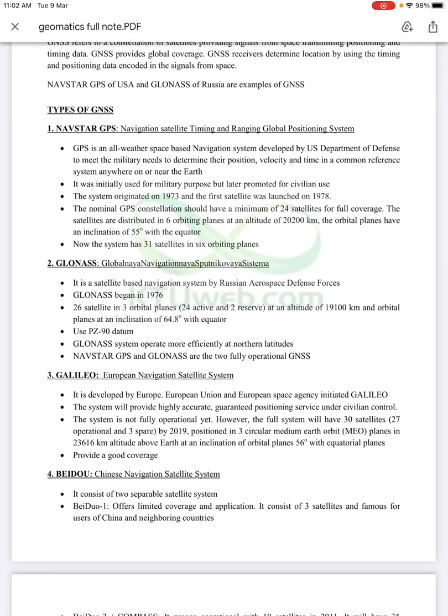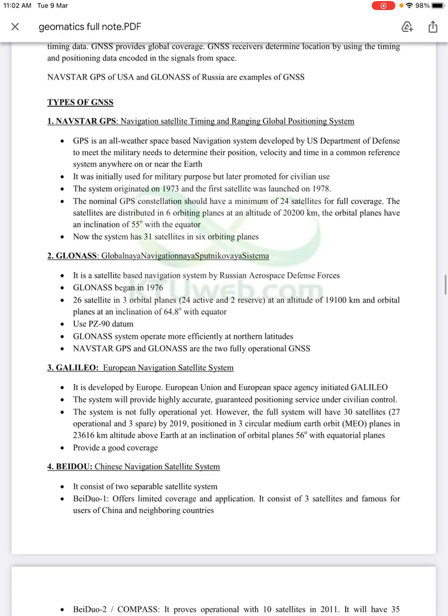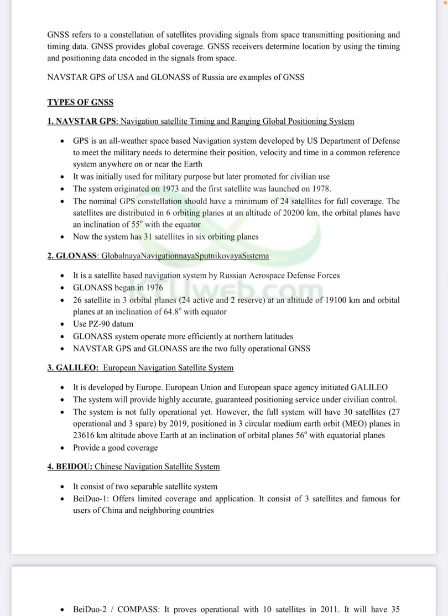It is a highly accurate satellite-based navigation system, a GNSS, Global Navigation Satellite System. It's a constellation of satellites. So we are using GPS with the help of Navstar. It was initially used for military purposes, but later promoted for civilian use. The system originated in 1973, and the first satellite was launched in 1978.